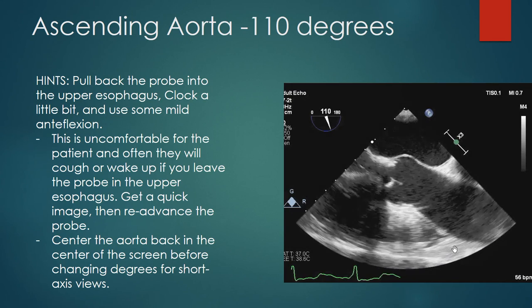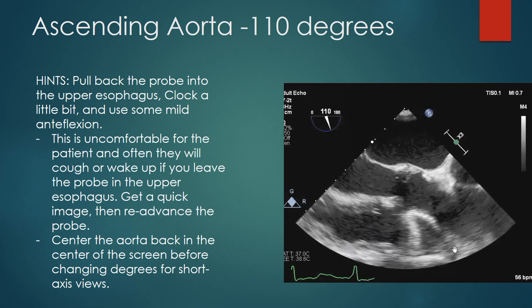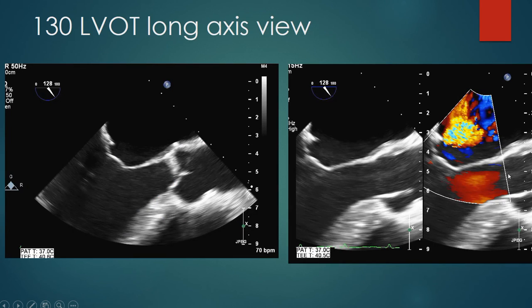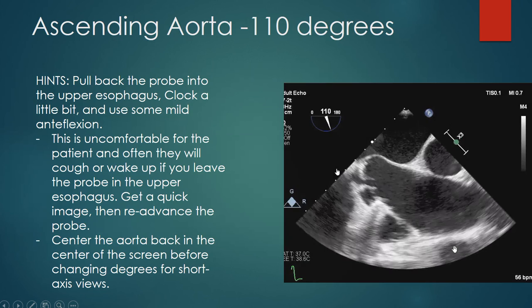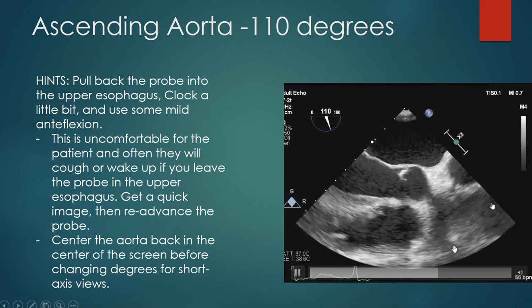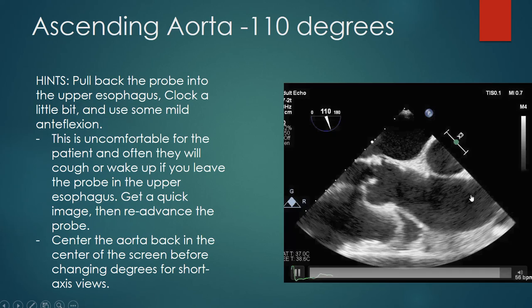Now, to view the ascending aorta, it can be difficult. Again, in this prior view, the ascending aorta is over here. So we're going to need to pull out the probe. We're going to clock a little bit, use a little bit of back pressure on your big knob, and that's how you obtain these ascending aortic views. So this is often one of the more difficult views to obtain.